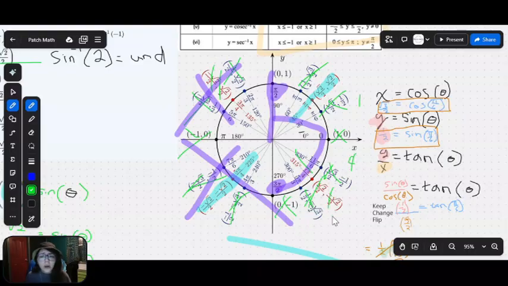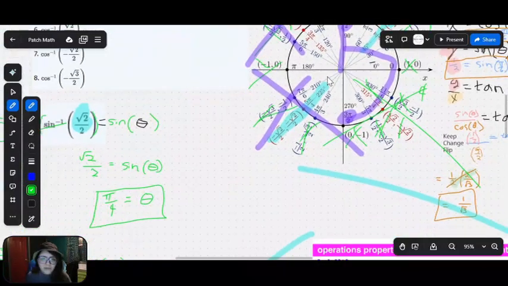Well, in quadrant 4, our tangent would be negative, so that throws that out of the equation, and that leaves us with quadrant 1. There's only one ordered pair that is something divided by itself, and that is this one. I don't like saying it because it's a lot of square roots. And then that ratio of side lengths gives us the theta of pi over 4.